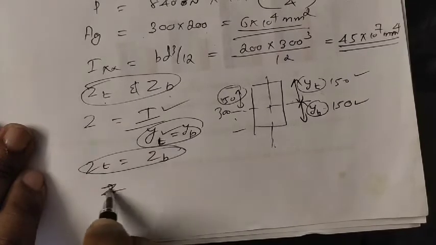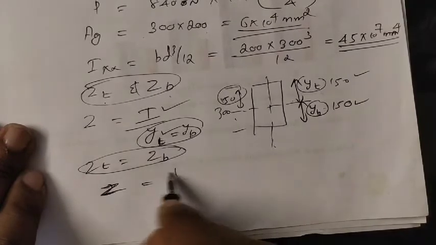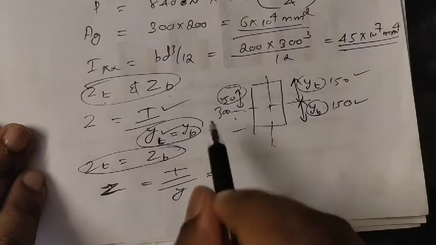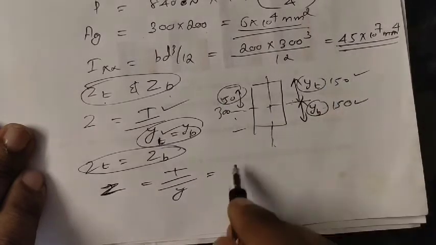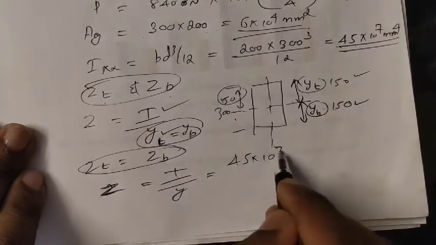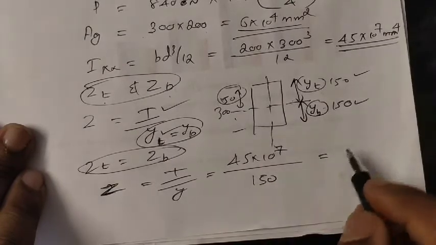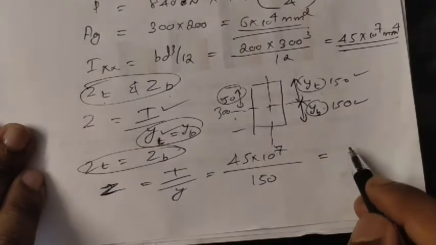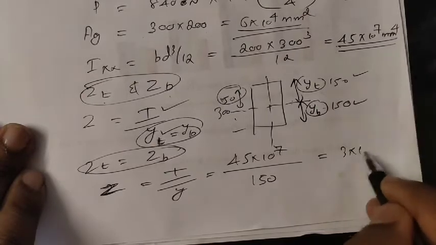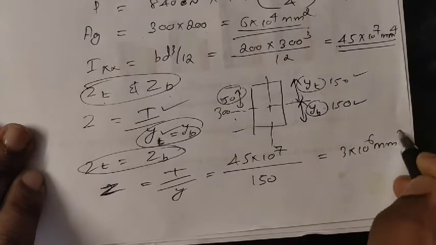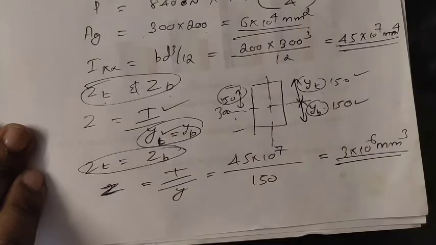Then Z equals I by Y. That I we already calculated here. That is 45 into 10 power 7, and the Y value is 150. The value is 3 into 10 power 6 mm cubed, because section modulus is in mm cubed.